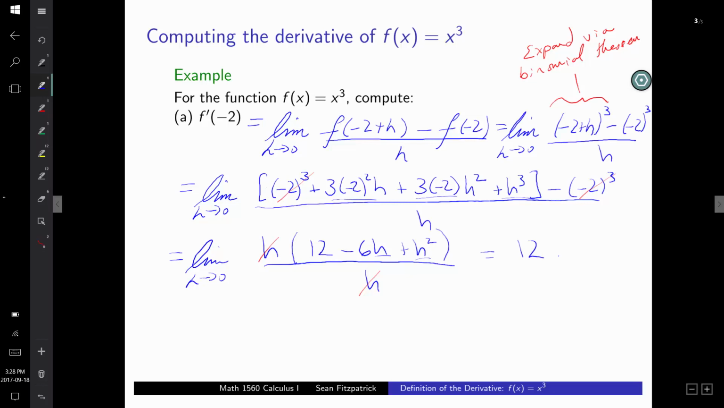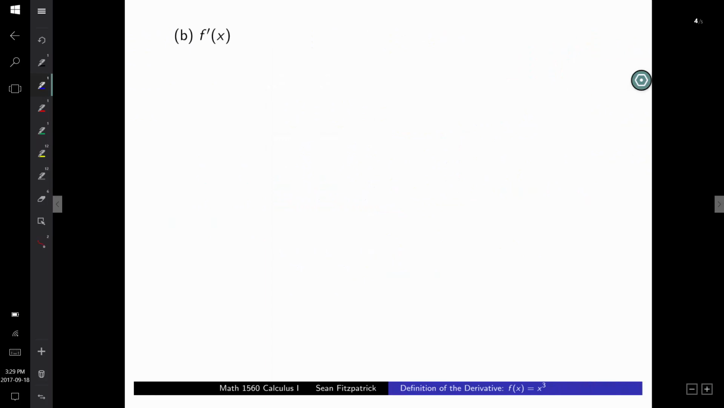Okay, so let's make it slightly more interesting. Let's consider the derivative at a general point. So if I want to calculate f prime of x, where x could be really anything here, how does this look? Well, I just proceed the same as before, only now I put x in there. So f of x plus h minus f of x over h.